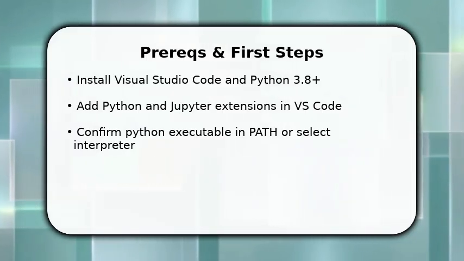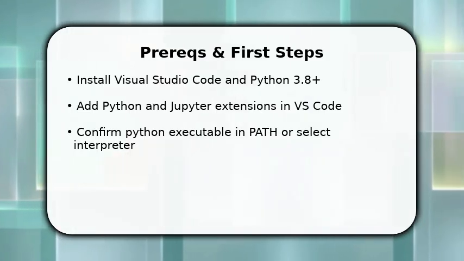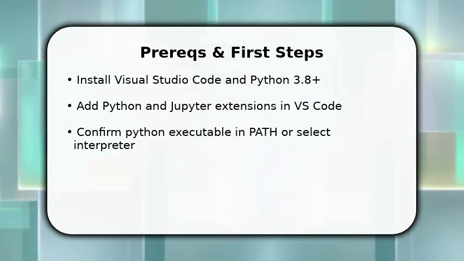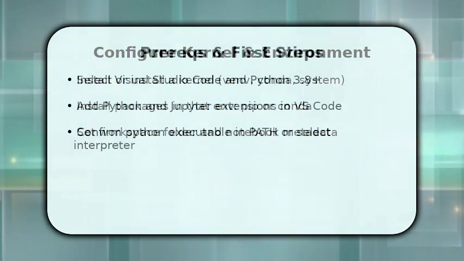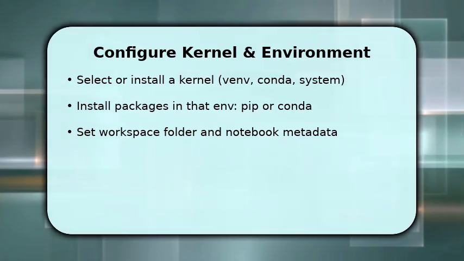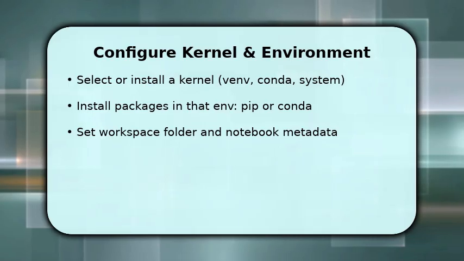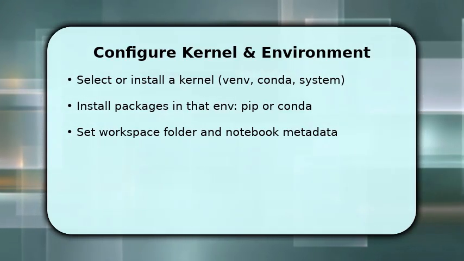Save it immediately to a project folder so relative paths and kernel detection work reliably. Once your notebook is open, click the kernel picker at top right and choose the environment you prepared. If it's missing, add the environment as a kernel with ipykernel. Install libraries using the terminal tied to that interpreter, pip install or conda install, so cells run deterministically.